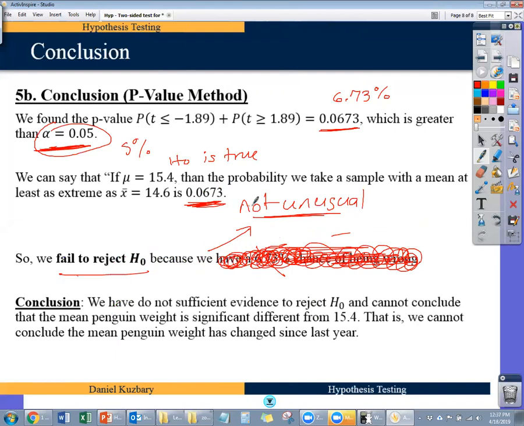We're going to fail to reject H naught because this value, the test statistic, was not extreme enough. There's a 6.73% chance of getting it. And that's not bad. That's not rare. It's not unusual. Not when alpha is 0.05. So I have the same conclusion as on the critical value method. We do not have sufficient evidence to reject H naught and conclude that the mean penguin weight is significantly different from 15.4. That is, we can't conclude that the mean penguin weight has changed since last year.